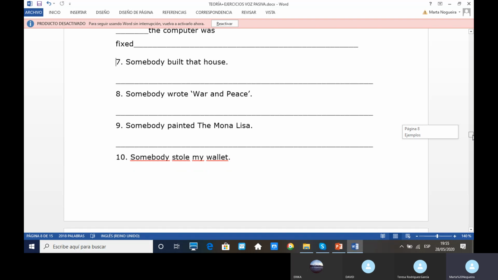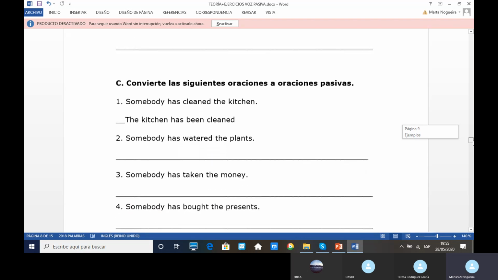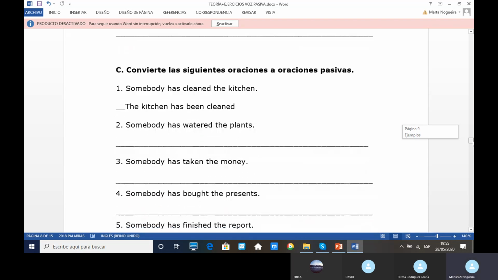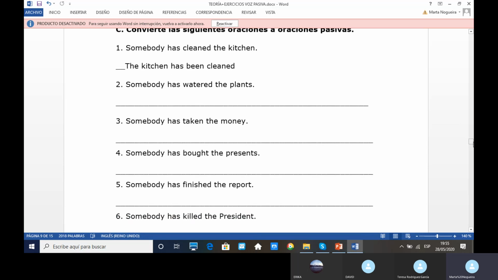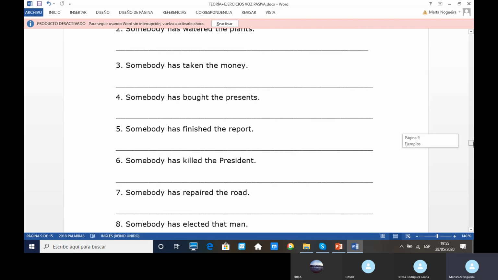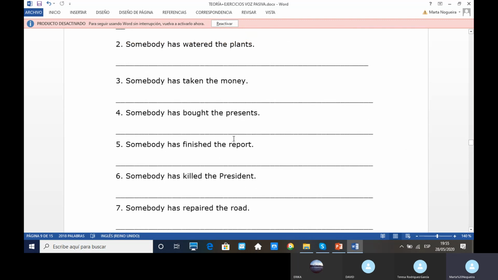Ok. We skip this. And now you are going to pass these sentences into passive, and those are in the present perfect. Okay, so again, the first seven, these ones, okay? From 2 to 7 included, these ones.